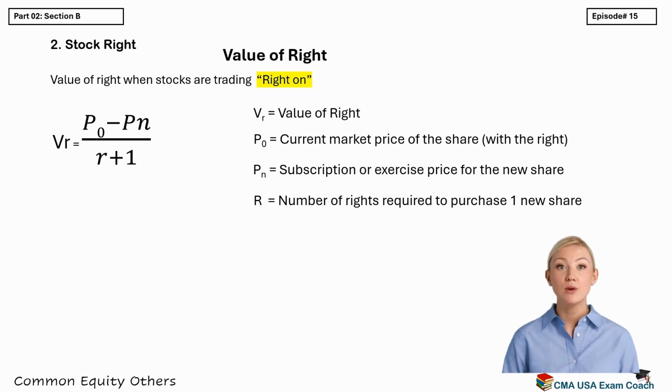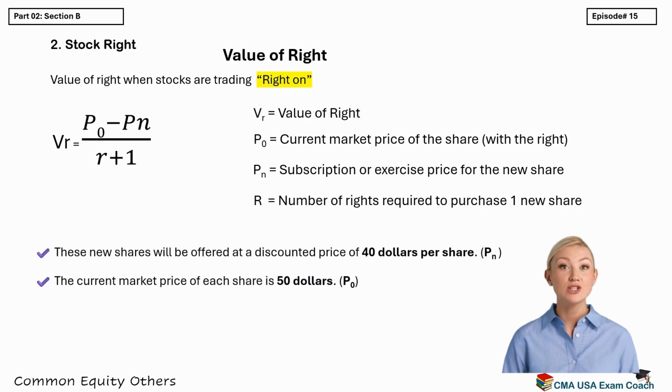Now let's apply this formula using our example. The current market price, P0, is $50. The subscription price, Pn, is $40. And we have already calculated that 2 rights are required to purchase one new share, so R is equal to 2.